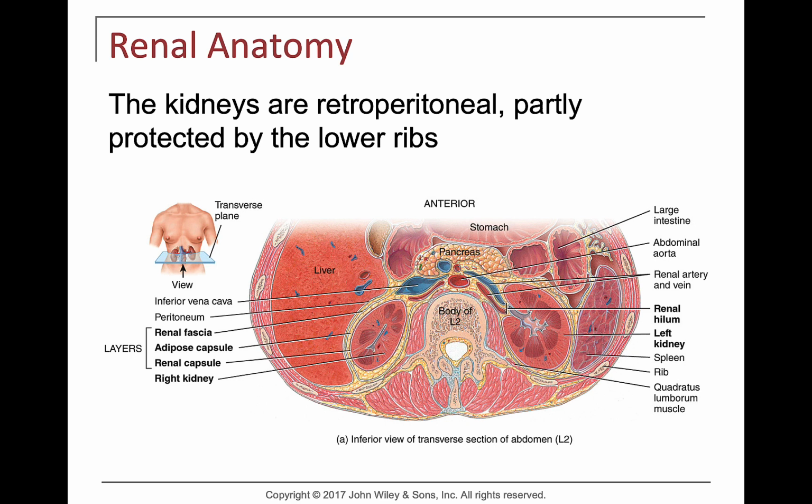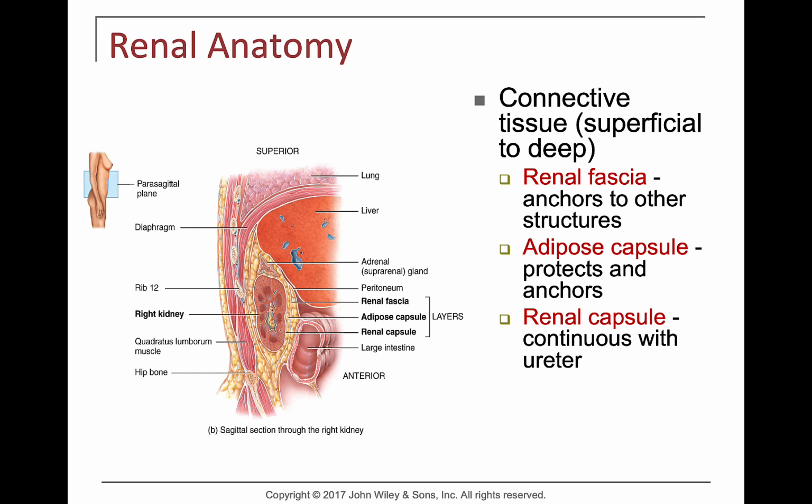They have this clear renal capsule giving it its shape, but they're also packed with lots of adipose tissue, so fat tissue around the kidneys for protection. Then they're held in place by dense connective tissue called renal fascia. They're protected by the lower two ribs. You can see here in a sagittal section through the kidney a little bit better how that renal fascia holds it in place, and it has all of that adipose tissue around it.